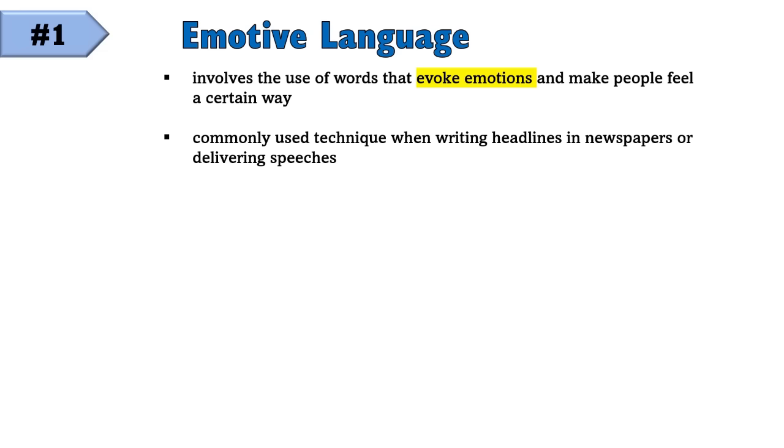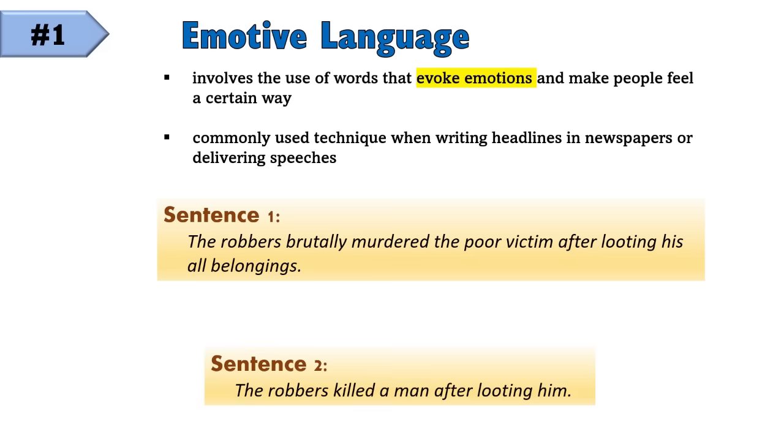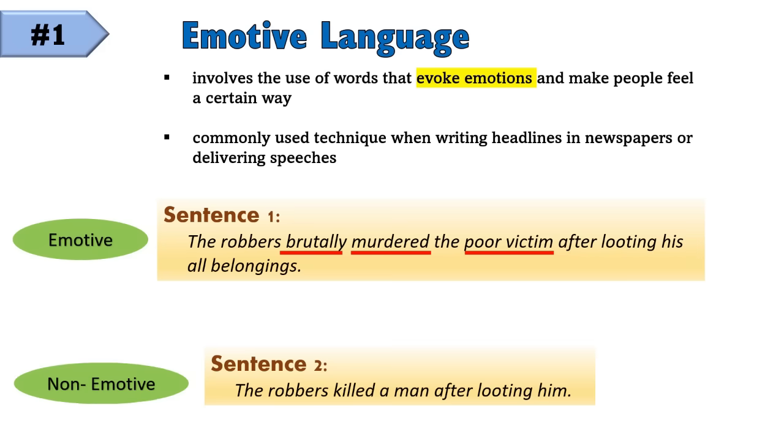Take a look at the two sentences. Number 1. The robbers brutally murdered the poor victim after looting his all belongings. Number 2. The robbers killed a man after looting him. The first sentence uses emotive language. The words brutally, murdered, poor victim are used to add emotions and to make the readers feel the pain. While the second one is the non-emotive version of the sentence. It only gives us information about an incident that happened.